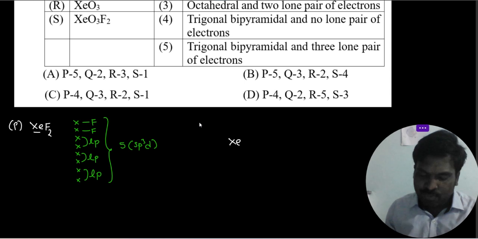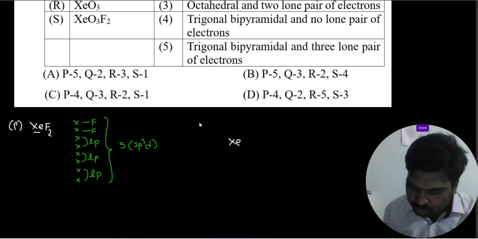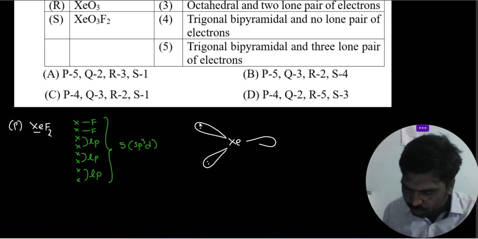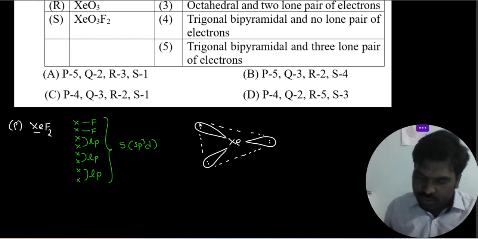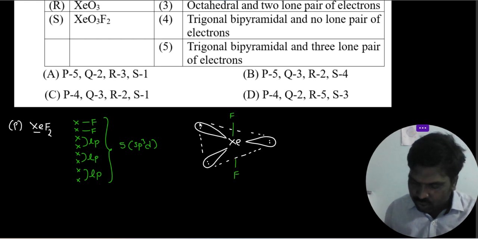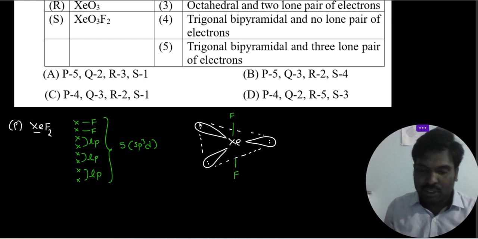This is the reason. So lone pairs occupy which position? Equatorial position. How many lone pairs? 3 lone pairs, equatorial position. Understood? Now the remaining 2 bond pairs are axial. So here the shape is linear, but the geometry is trigonal bipyramidal.